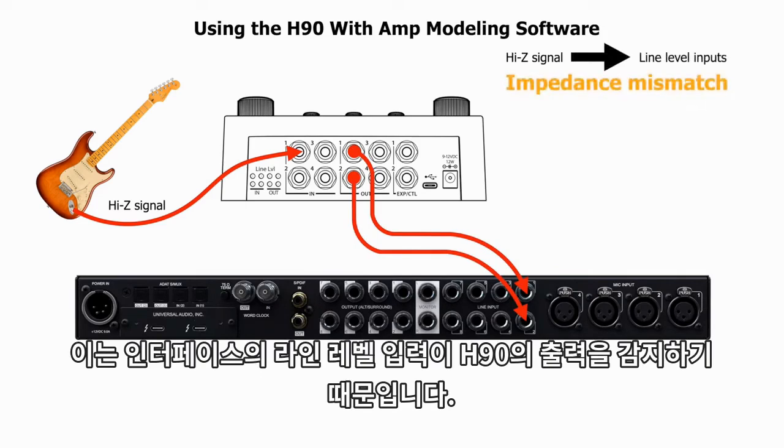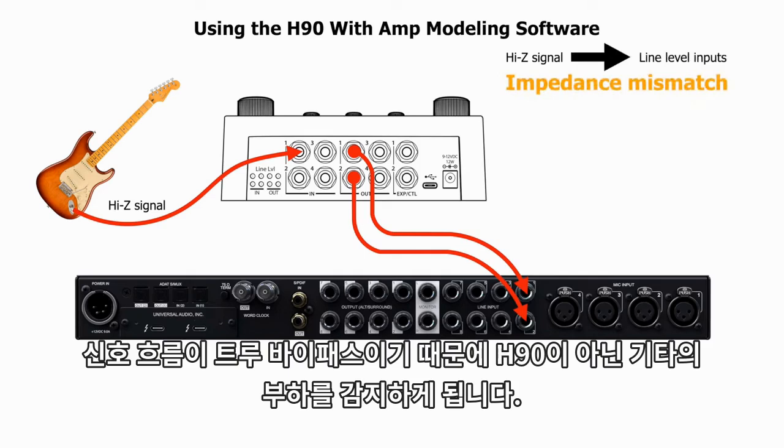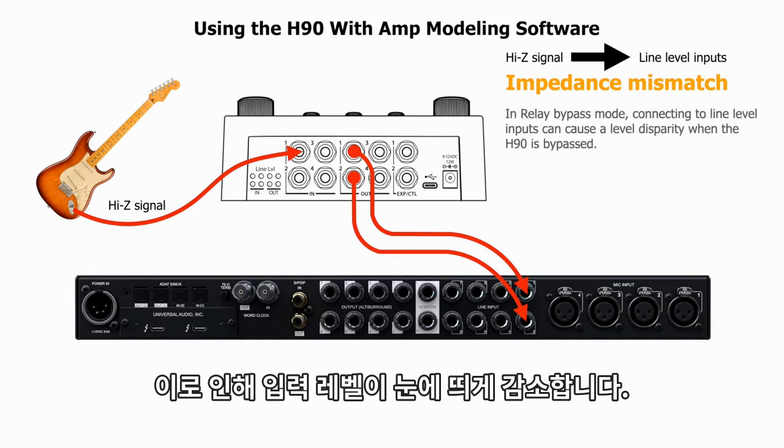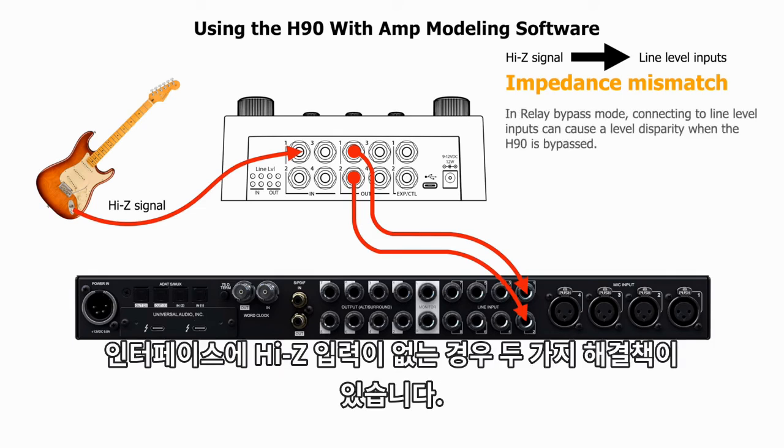This is because an interface's line level input will be sensing the load of the guitar, not the H90, due to the signal flow being true bypass. This in turn leads to a noticeable decrease in input level. If the interface does not have high Z inputs, there are 2 solutions.